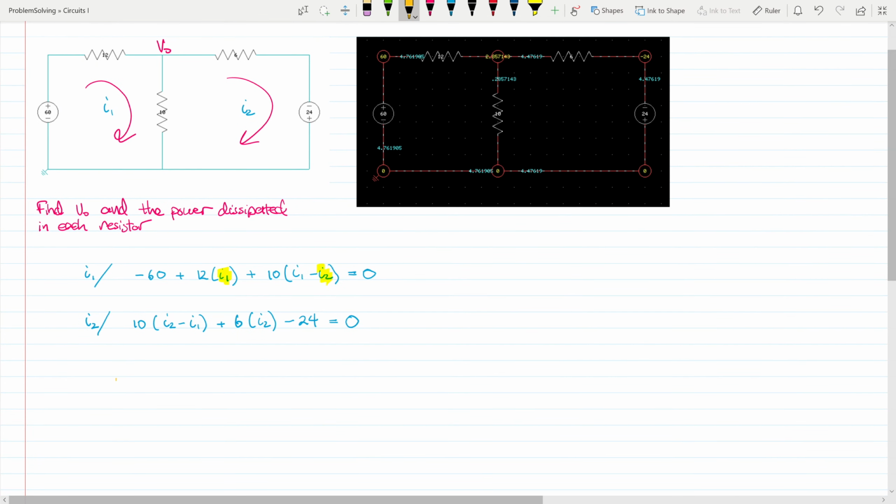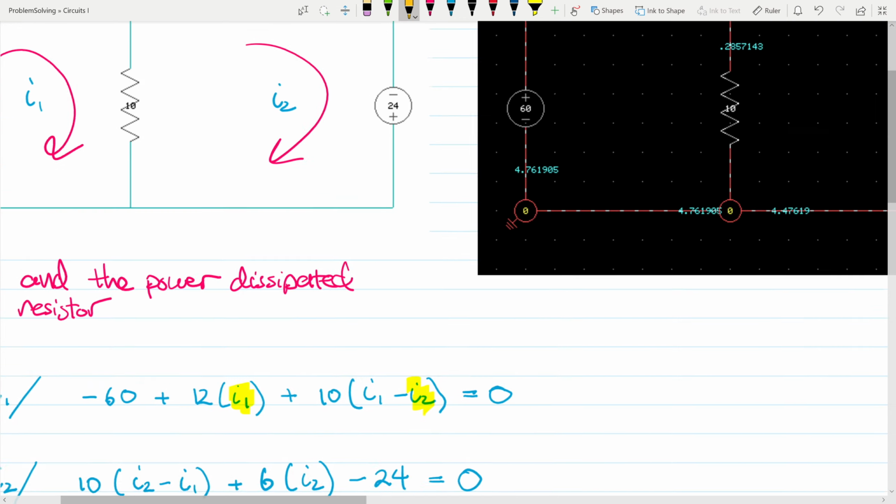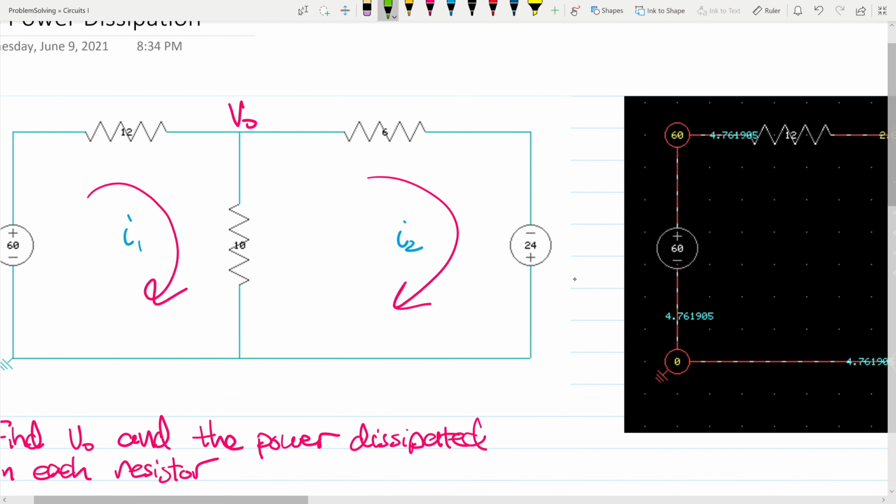So V naught, I think you would agree with me. So let me add an auxiliary current here. I'm going to call this I3. So I3 is the total current going across the 10 ohm resistor from top to bottom. So I can write an expression for that. I3 is actually going to be equal to I1 minus I2. And the reason why I write it that way is because I1 is in the same direction as I3. I2 is in the opposite direction of I3. So to extend this loop a little bit so it's more clear, opposite direction.